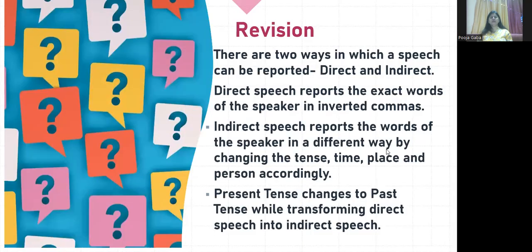Now, these were the different tenses and the different ways how to convert direct speech into indirect speech. Let us revise. There are two ways in which a speech can be reported, direct and indirect. Direct speech reports the exact words of the speaker in inverted commas. Indirect speech reports the words of the speaker in a different way by changing the tense, time, place, and person according to the rules that we just understood. Present tense normally changes to past tense while transforming direct speech into indirect speech.